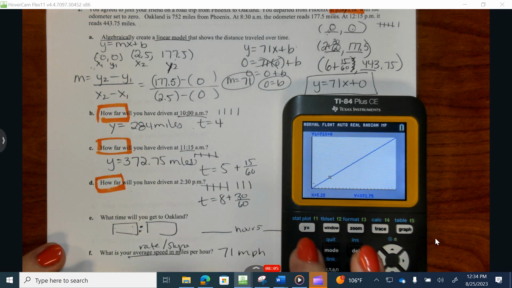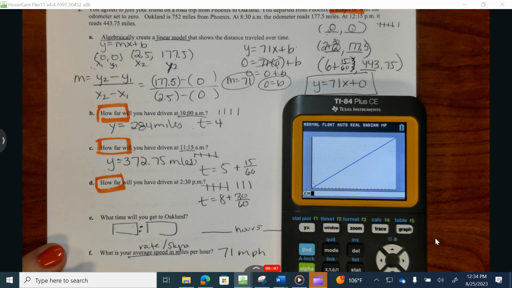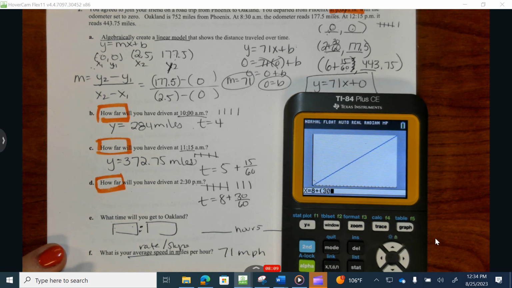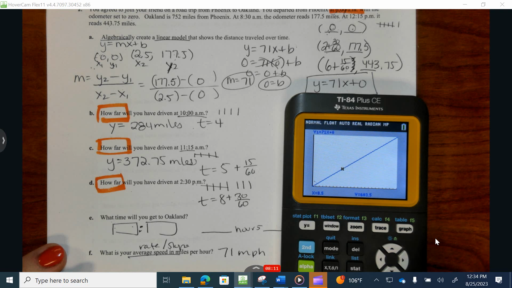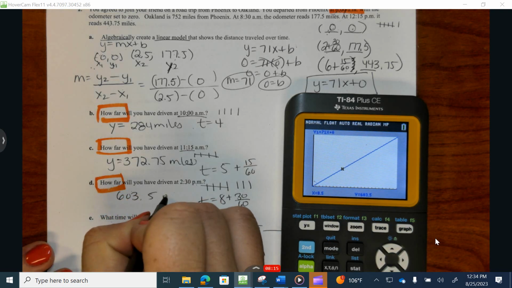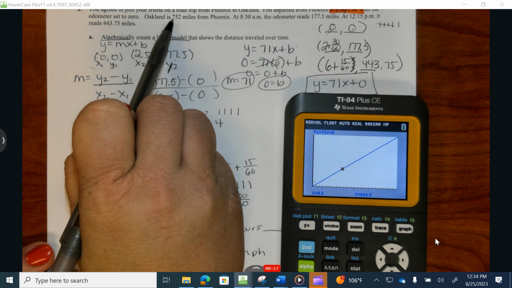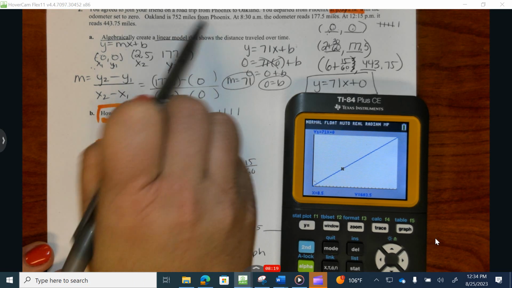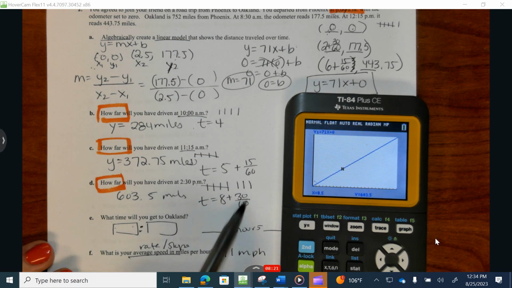Going on to part D, second trace. And I'm going to do 8 plus 30 divided by 60. 603.5 miles. Notice that the trip to Oakland from Phoenix, we're getting close, so I know it's over 8 hours. What time will you arrive in Oakland?